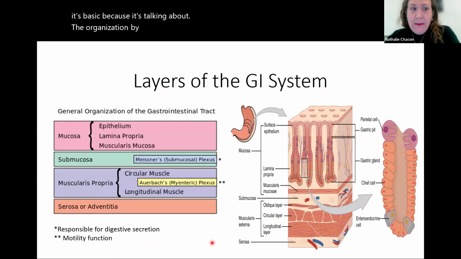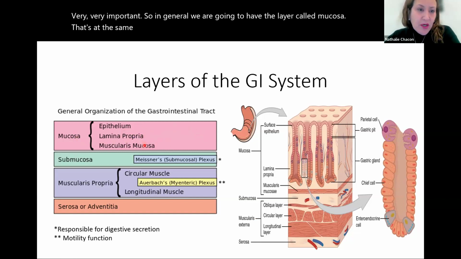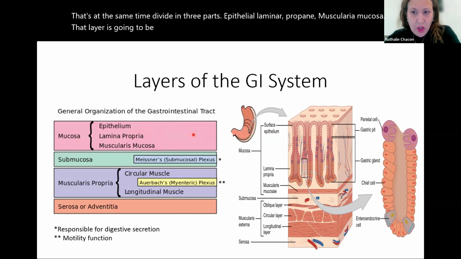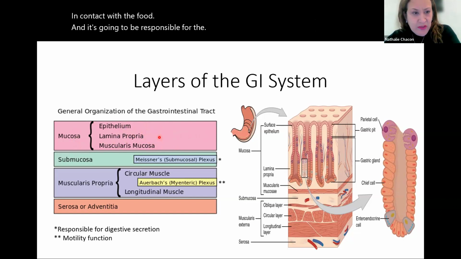And this is very, very important. So in general, we are going to have the layer called mucosa, which is at the same time divided in three parts: epithelium, lamina propria, and muscularis mucosae. That layer is in contact with the food, and it's responsible for the first absorption of nutrients, right?